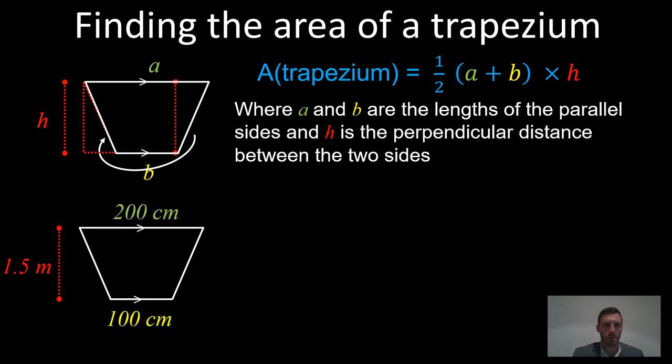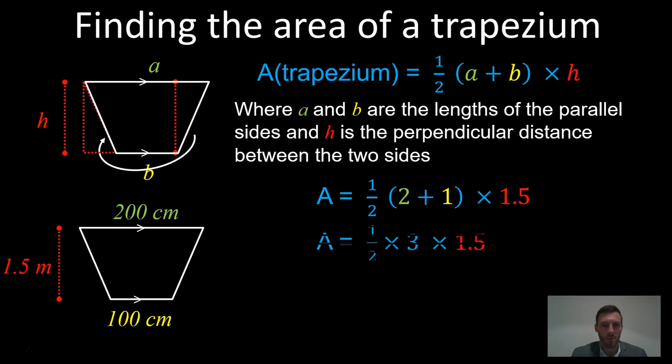Let's look at an example. In this example, the trapezium has a top of 200 centimeters, a bottom side of 100 centimeters, and a perpendicular height of 1.5 meters. You'll notice that the measurements are in different units. We've got to convert them. We'll convert the centimeters to meters because it's nice and easy. So we divide both the top and the bottom by 100 to get the meters. So the top will be 2 meters and the bottom will be 1 meter. Then we rewrite our formula with our known values and we start to evaluate. So we get a half times 3 times 1.5, and we get 1.5 times 1.5, and the area of the trapezium is going to be 2.25 meters squared.